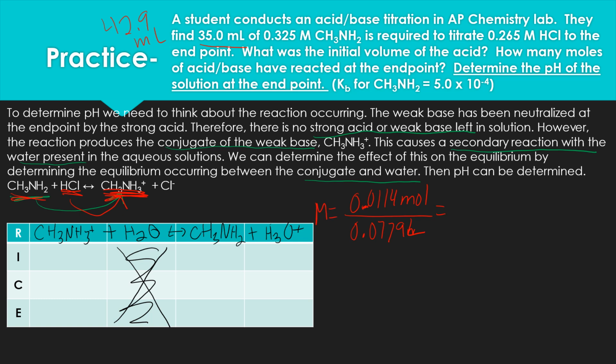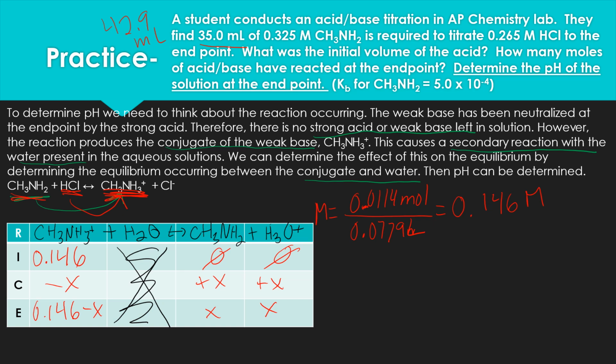So we can find the molarity of that solution. 0.0114 divided by 0.0779 gives 0.146 molar. All right, so that is our initial concentration of our product there. And then it's going to react to form these, but they start as 0. Now, we don't know how much is reacting. We're going to use X, X, X, and we bring it down. So 0.146 minus X.